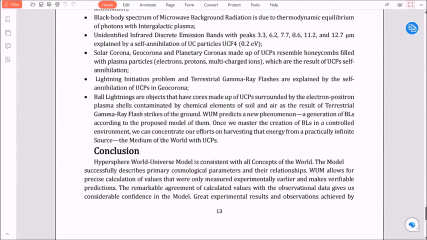WUM predicts a new phenomenon, a generation of ball lightnings according to the proposed model of them. Once we master the creation of ball lightnings in a controlled environment, we can concentrate our efforts on harvesting that energy from a practically infinite source, the medium of the world with UC particles.